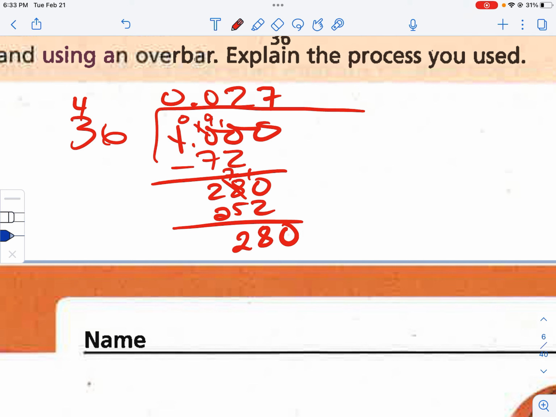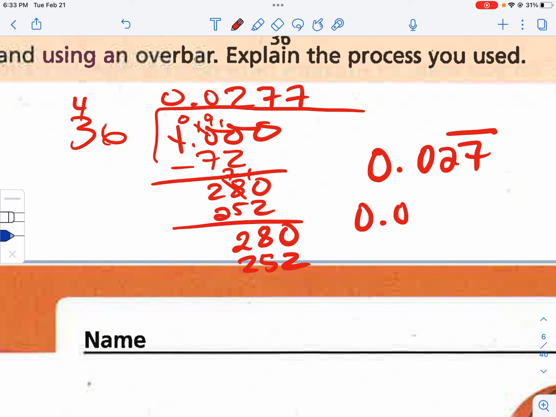That's where it's going to repeat. Because 7, that 7 is what's going to repeat. So 0.0, oopsie daisy, 027 with the 7 repeating, or 0.0277, and so on. Okay.